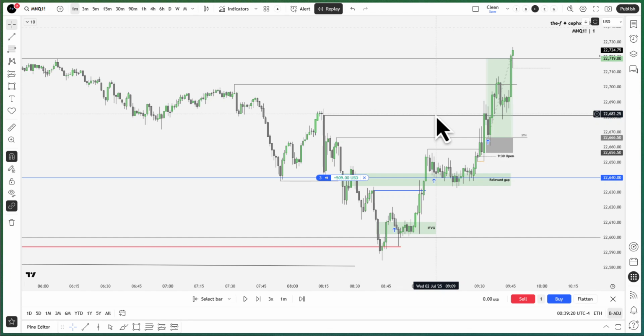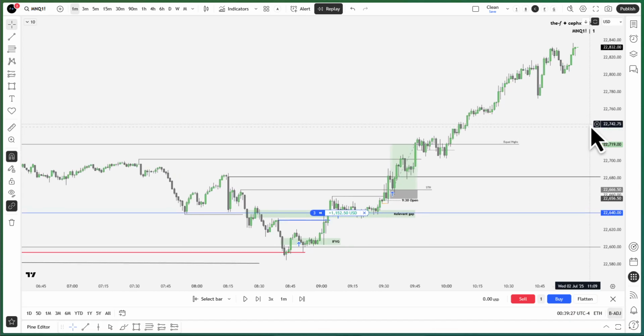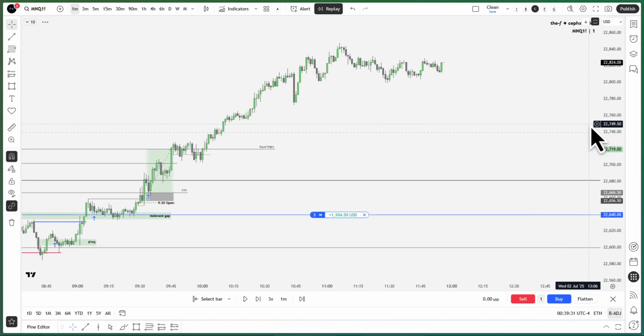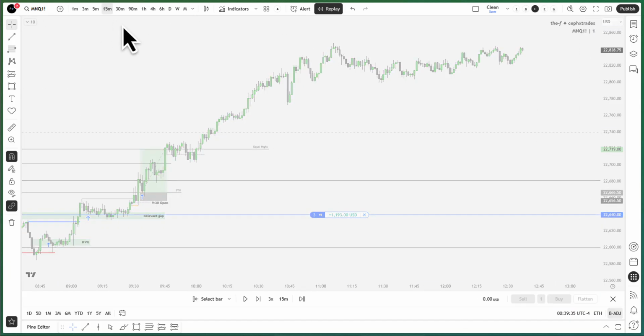But this is basically just the setup that I took, and price went on in the day and traded even higher. But I didn't really care about that because I was done for the day, and that was it, basically.